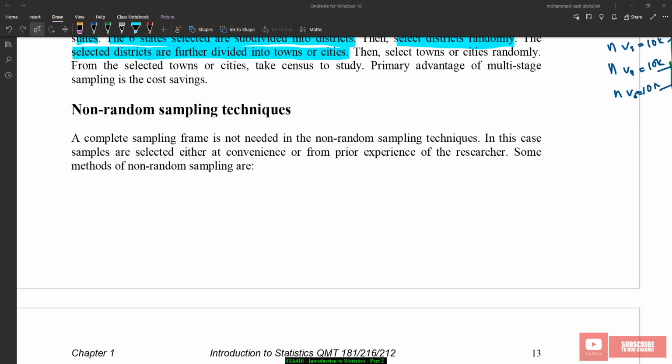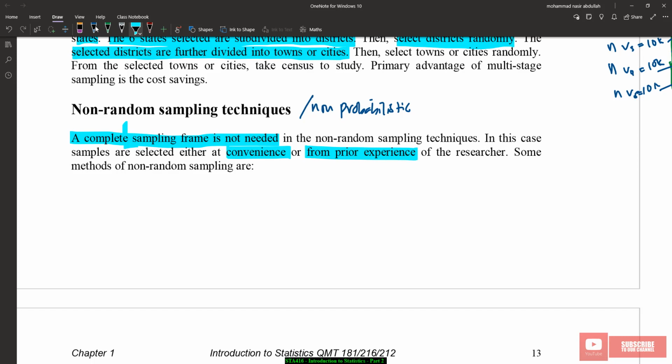Just now we already look at random sampling techniques, right? So this part we look at into a non-random sampling techniques. Non-random sampling technique also known as non-probabilistic sampling techniques. So in non-probabilistic sampling techniques, right, complete sampling frame is not needed. Right, we don't need to have a complete sampling frame because complete sampling frame is only a requirement for random sampling techniques lah. So the sample can be selected either at convenience or from prior experience of the researcher.